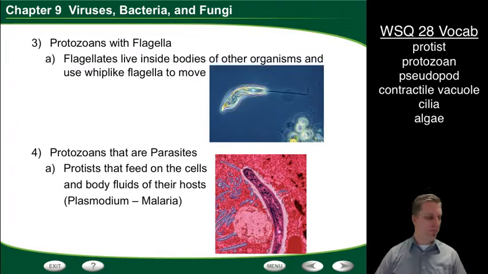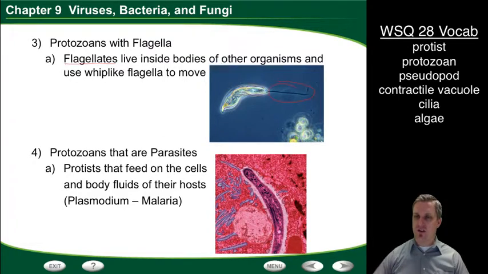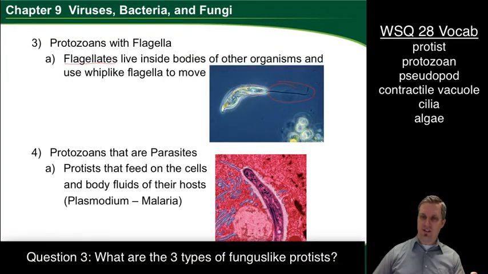Now, the third group of protozoa we're going to talk about are protozoans with flagella. These are known as flagellates. These live inside bodies of other organisms. And they have a little flagella right here that looks like a little whip that allows them to move. They can use it almost like a rudder, and also like a propeller that spins in a boat motor, and they can whip it back and forth, and that allows them to actually move throughout an organism and through their bloodstream.